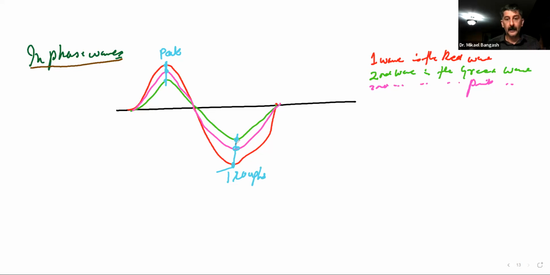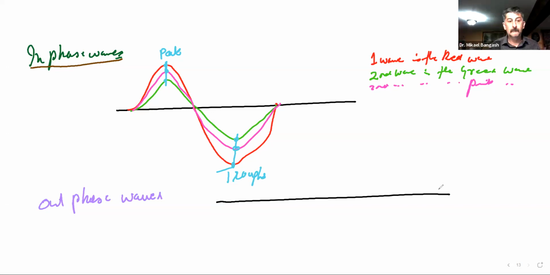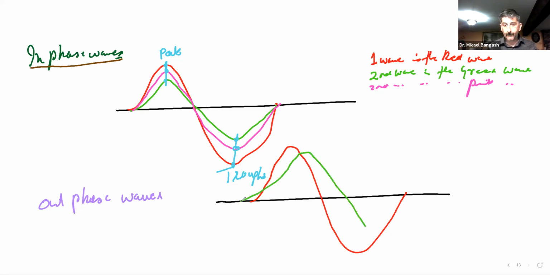Now on the other side, what would it mean to be out of phase? Again, keep in mind that it's not going to be wave, but waves. So again, we will need more than one wave. Clear? We can start with one wave, this is the red wave. Now we may have another wave, like this.